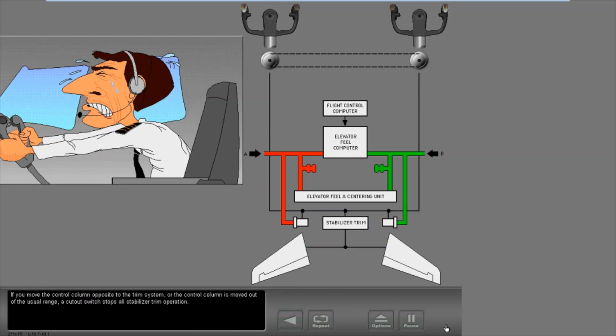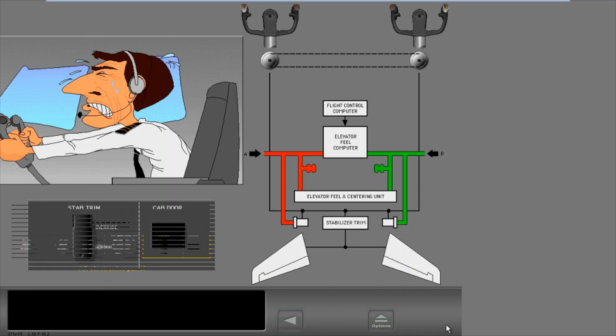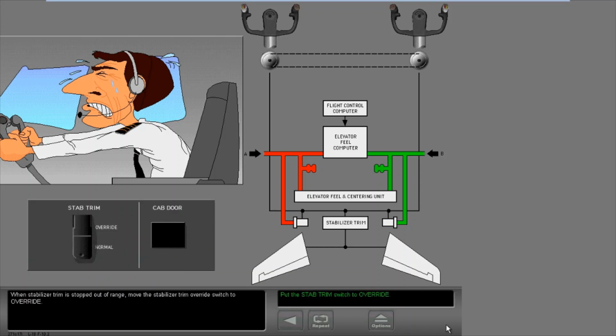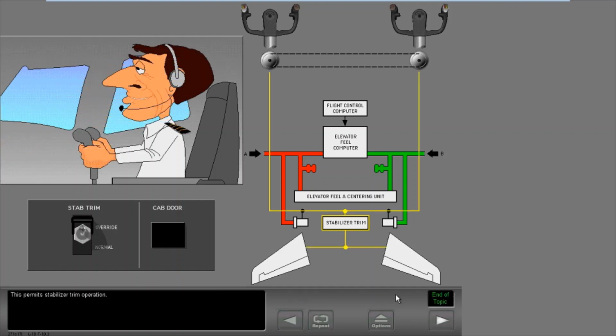If you move the control column opposite to the trim system, or the control column is moved out of the usual range, a cutout switch stops all stabilizer trim operation. When stabilizer trim is stopped out of range, move the stabilizer trim override switch to override. This permits stabilizer trim operation.